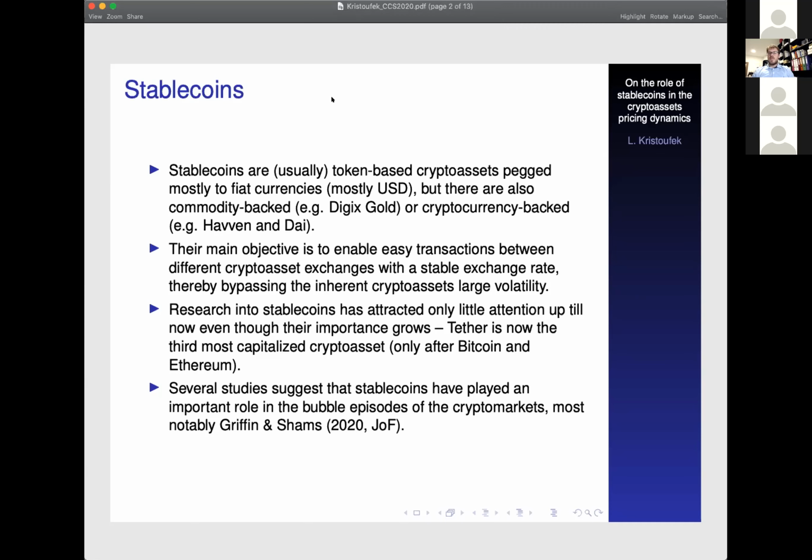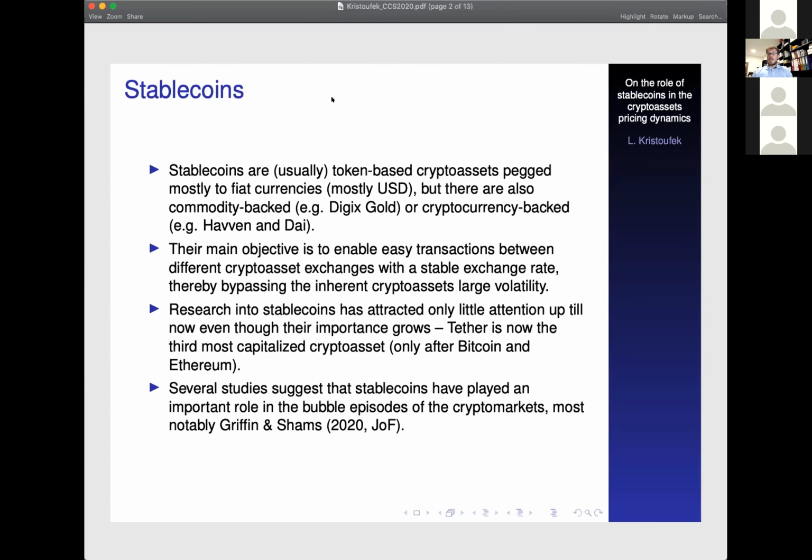The research itself into stablecoins has attracted only little attention up till now, even though their importance certainly grows, because Tether, or USDT, the largest of the stablecoins, is now the third most capitalized crypto asset, only after Bitcoin and Ethereum. So it's the third largest one.